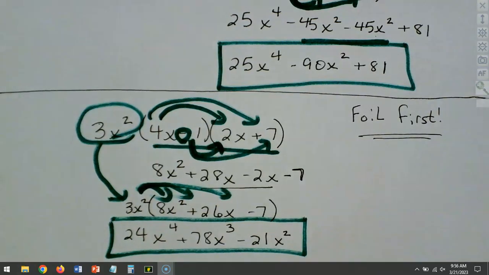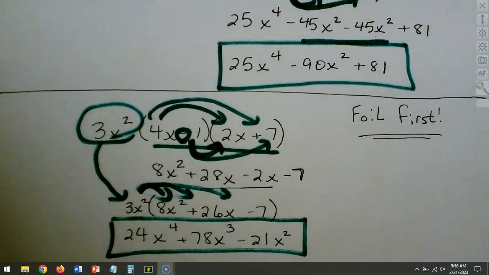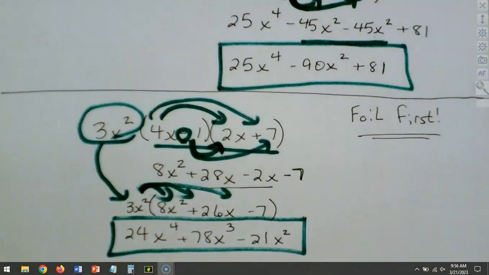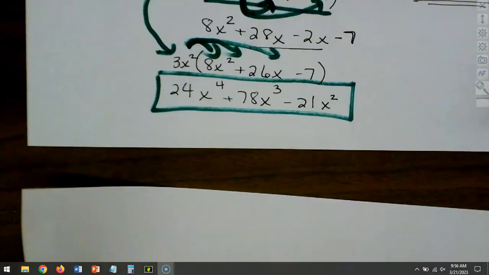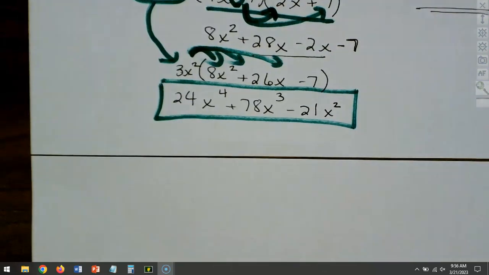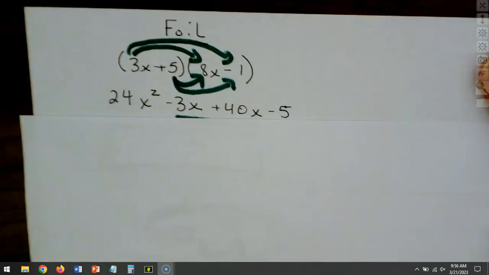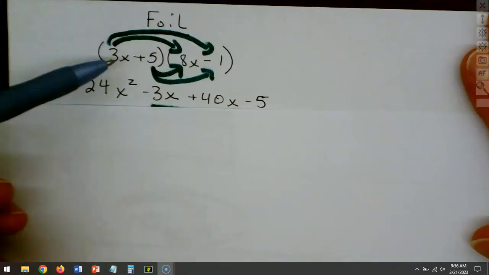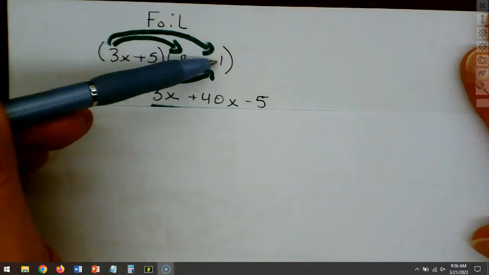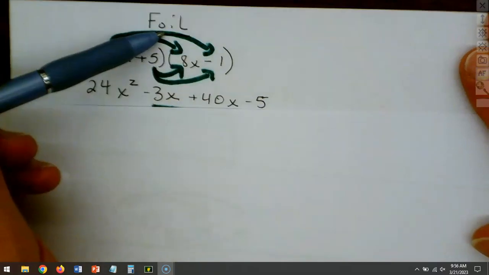So is everyone okay with how we FOIL here? Pretty simple, pretty easy. Many times the middles will go together, but not always. So you have to be careful with that. Now, what happens if we have something that is too big to FOIL? Let's look at this one. We FOILed this one out here. How many pieces did I have? I have 1, 2, 3, 4 pieces, 4 letters in FOIL.